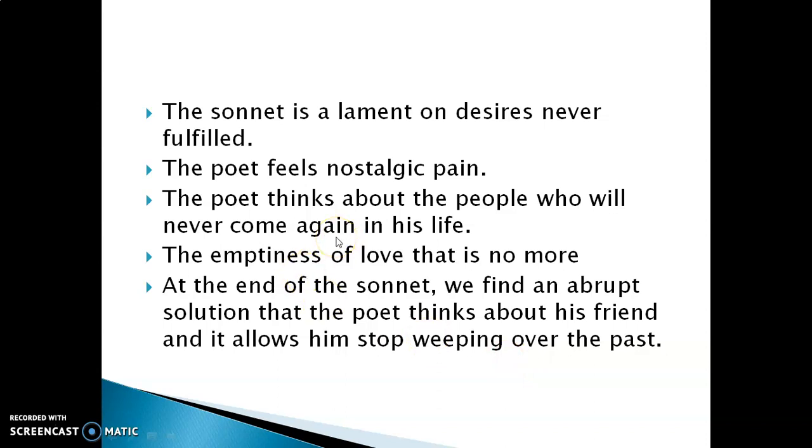So students, this is your "When to the sessions of sweet silent thought," a very famous sonnet composed by William Shakespeare.